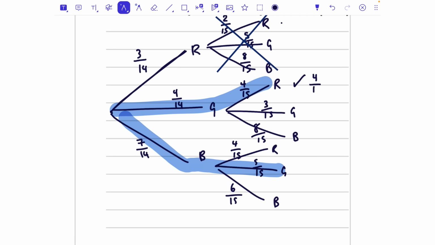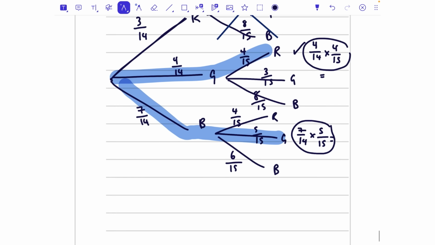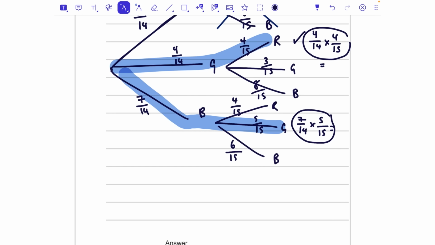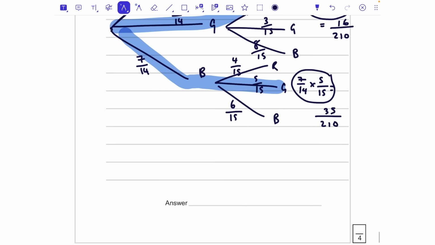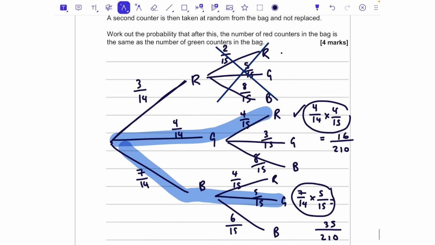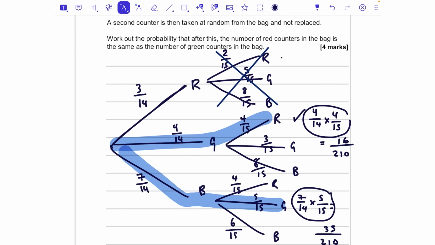So this one is 4 out of 14 times 4 out of 15. We'll get that answer. And this one down here is 7 out of 14 times 5 out of 15. So we're going to get that answer as well. We'll then add those two values together. So 14 times 15, let's get the denominator of 210 for both of them. This one's going to be 16 out of 210, and this one's going to be 35 out of 210. Let's then add those together. So my final answer is 16 over 210, add 35 over 210, which is 51 out of 210 as my probability that there would be the same number of red and green.